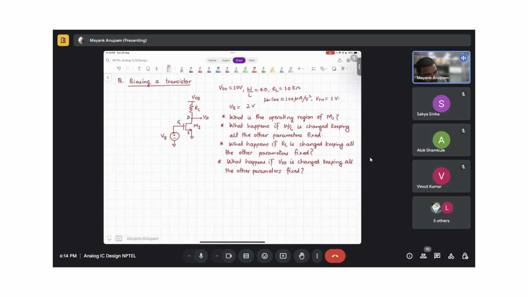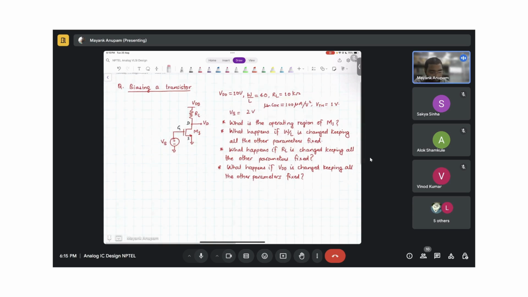So now tell me what is the operating region of M1. I have the information of W by L of this M1, and of everything else: mu, Cox, VTH, RL, everything. From this information I want to know the operating region of M1. So how do I attack this question?